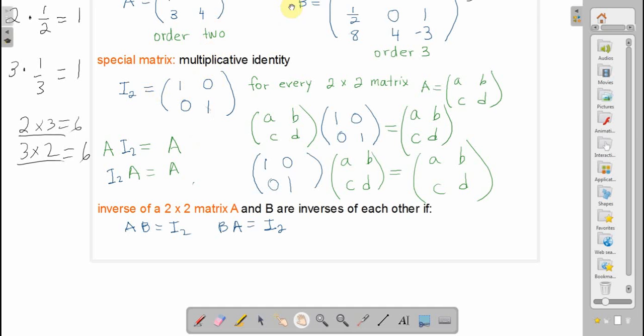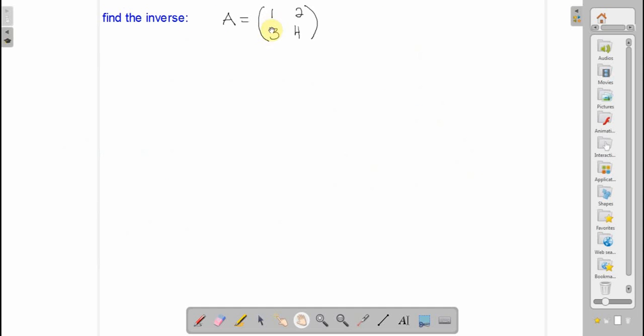Let's work through an example. We need to find the inverse of this matrix. Like I said, we're looking for another matrix to see if we can find an inverse. We're going to call it A, B, C, D. We don't know the numbers yet, that's why we use letters. We're going to do 2 tests: A times B should give us I2, and B times A should also give us I2.